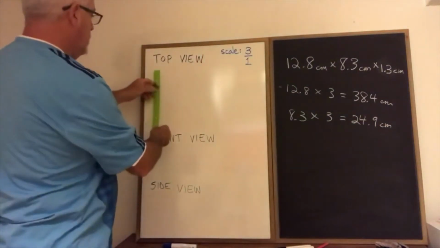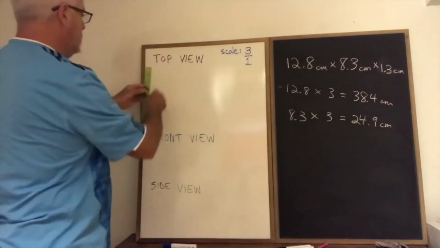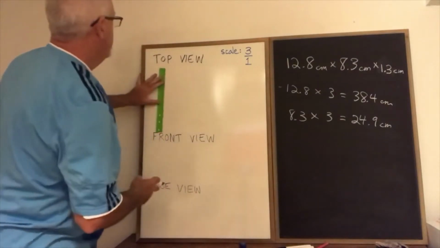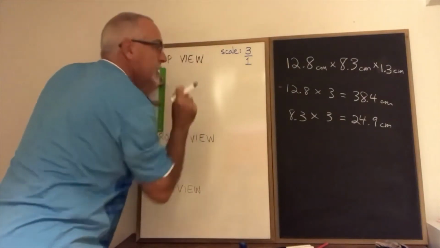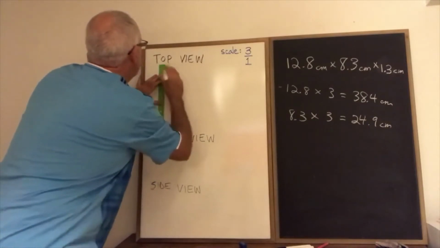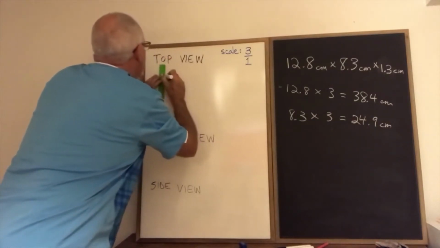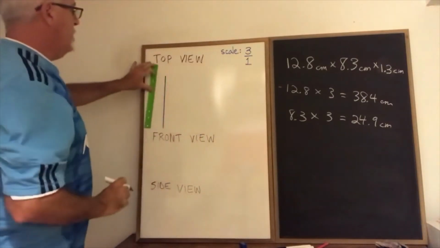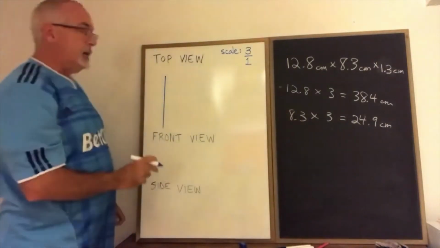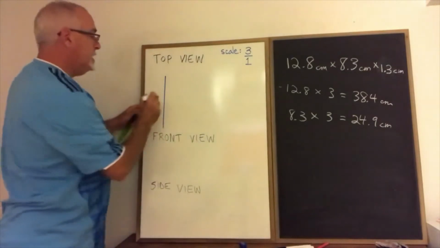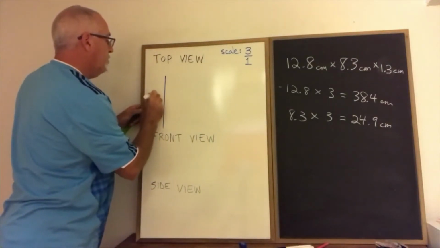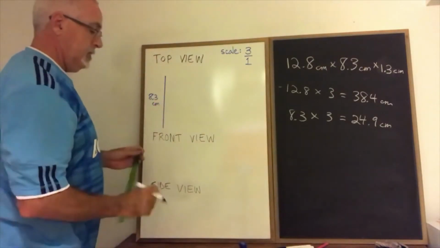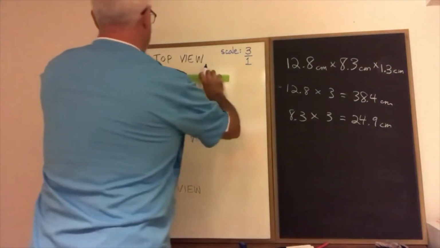I'll do the width first. I need 24.9. This ruler shows 30 centimeters. And there we go. I've drawn a 24.9 centimeter line, but it represents 8.3 centimeters, and I label with the real measures. That represents 8.3 centimeters. Now I need a 38.4 centimeter length.